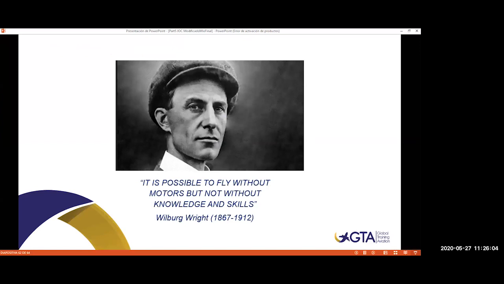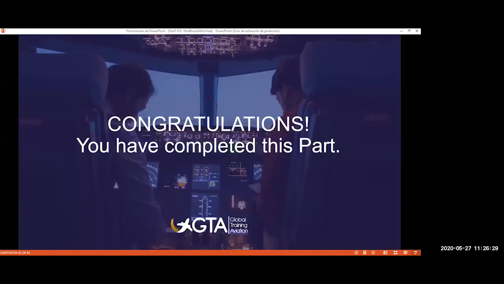Okay, and as we said in every presentation, it is possible to fly without engines, but not without knowledge or skills. At the end, you have to study what you are going to fly, and you have to have the skill to fly. This one is complete right now.